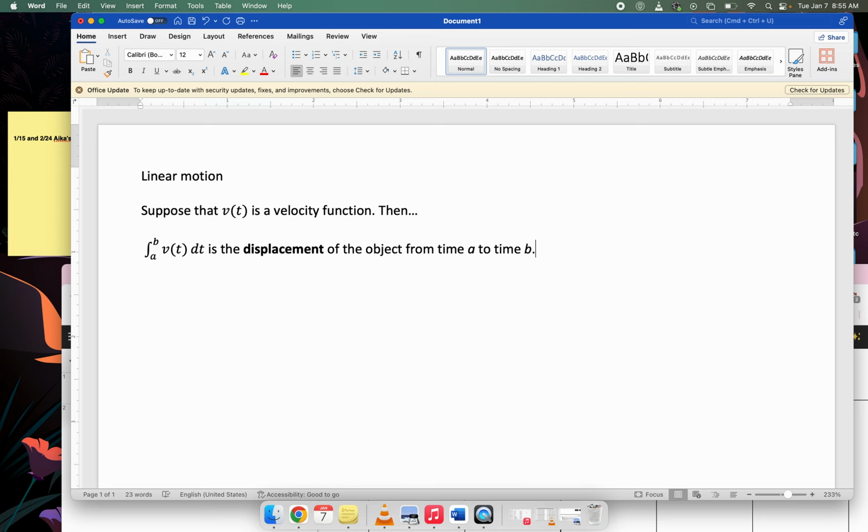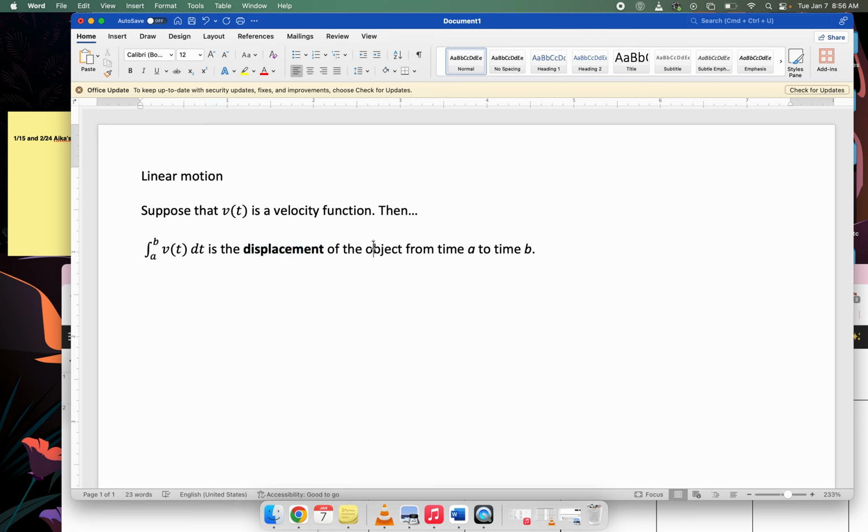Now, why is that? Well, you might suspect that this is true just by thinking about the units of what this integral represents. I think we've mentioned this before. V of t might be measured in something like meters per second. Time itself might be measured in seconds. So the units of the integral would be meters per second times second, which is just meters. That's kind of a clue that this integral represents some kind of distance because its units of measurement would be meters. But why is it displacement and not, say, distance traveled?